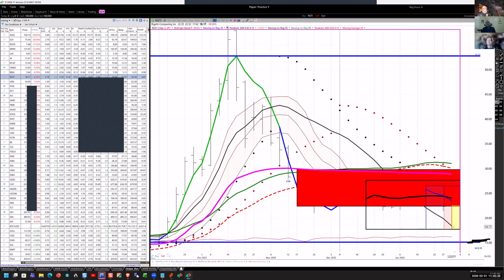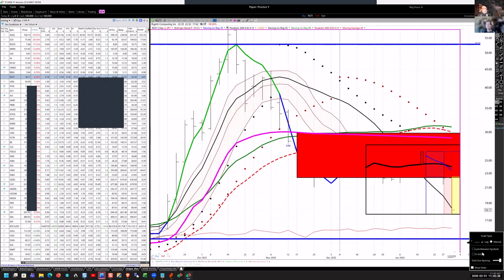This is just the start, and this is a log scale. Oh, no, that's arithmetic. If I put that on a log scale, it's even. You can see this move back to 15 is still very much in play because price is here.